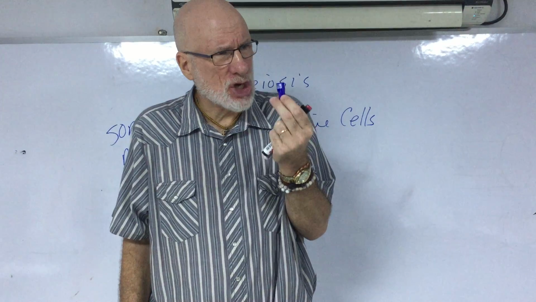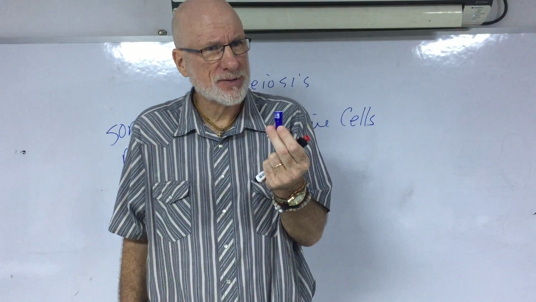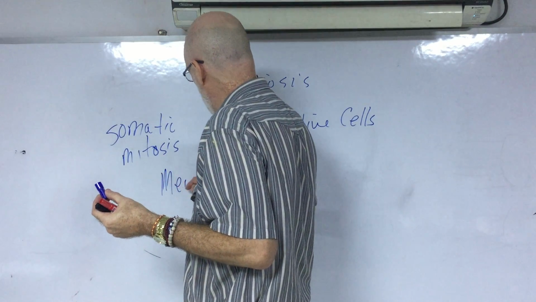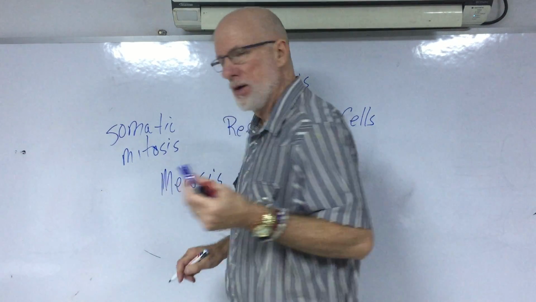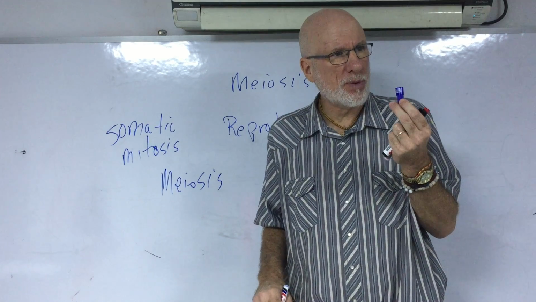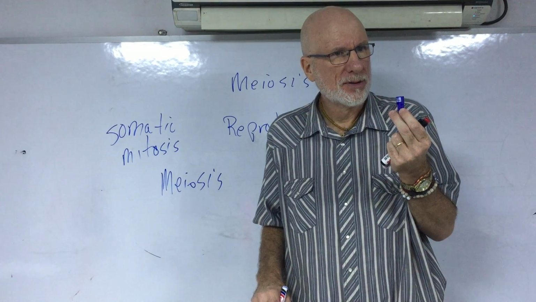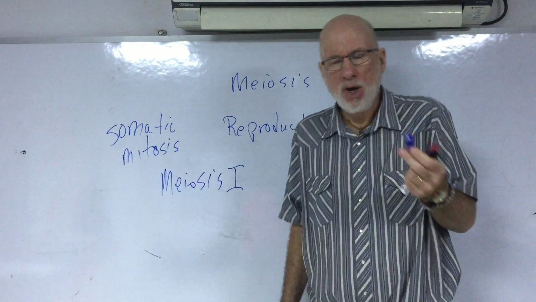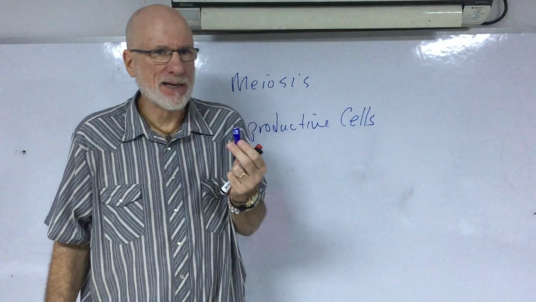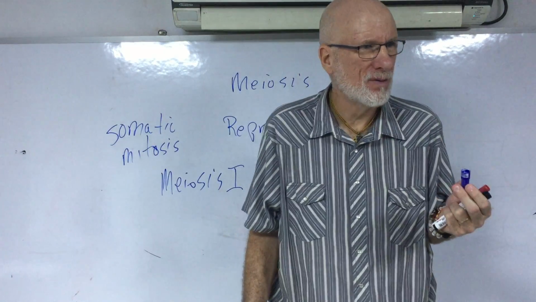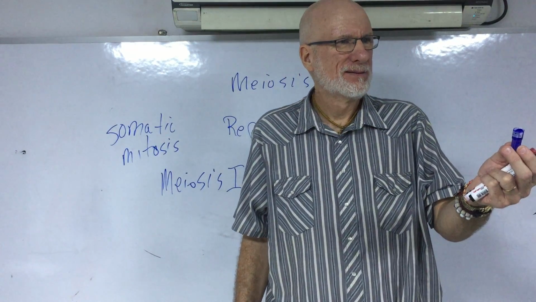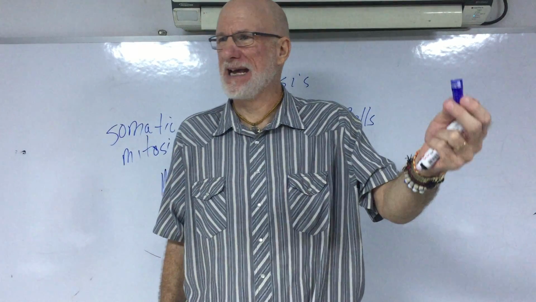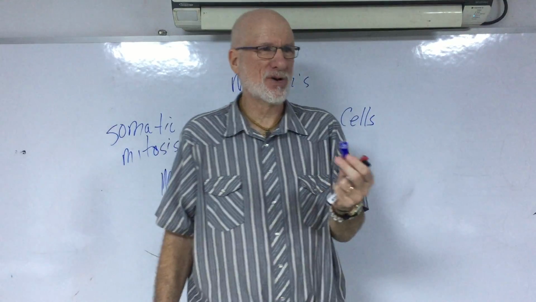Now, how many stages are there to meiosis? Two stages. Okay, good. We're getting it. What would the first stage be called? Meiosis 1. Makes sense. What happens in meiosis 1? Does anybody know? No idea? He's looking right at his book, but he has no idea. That's okay.